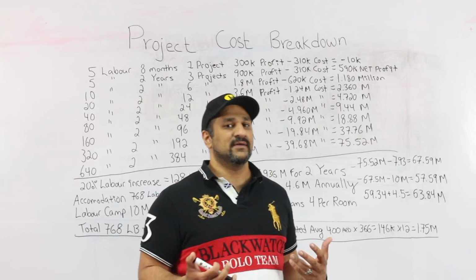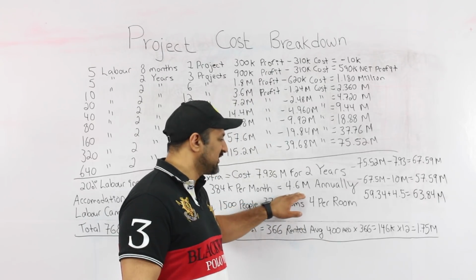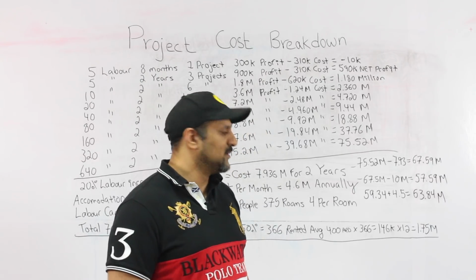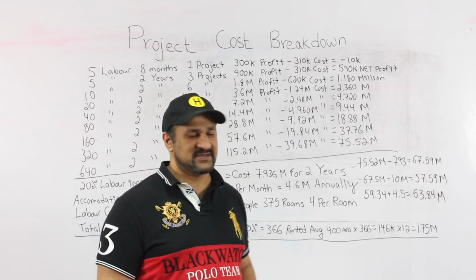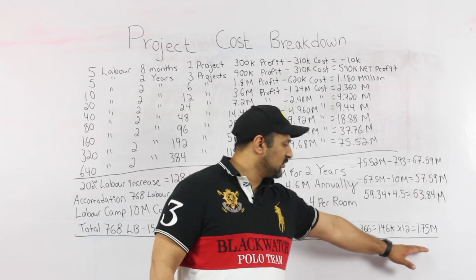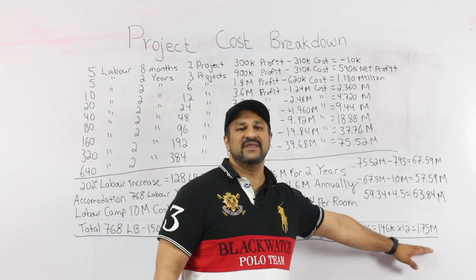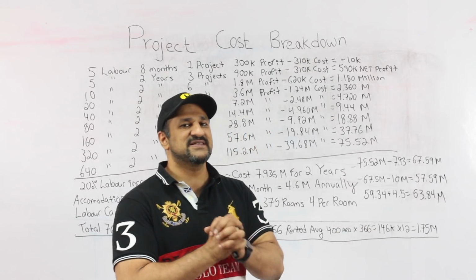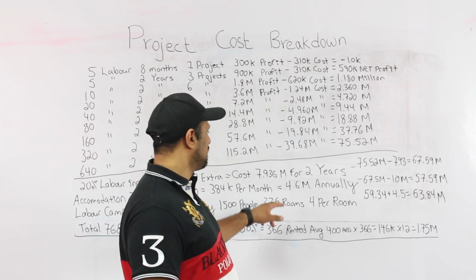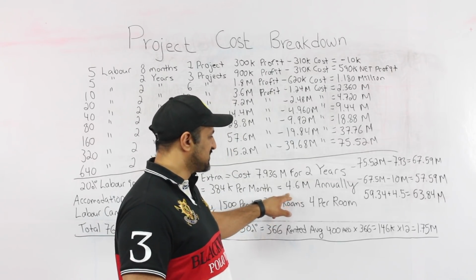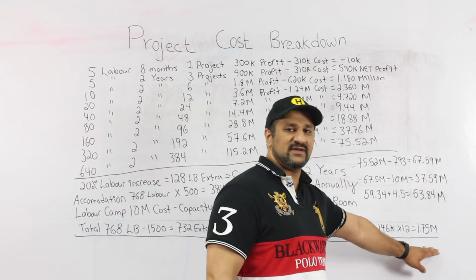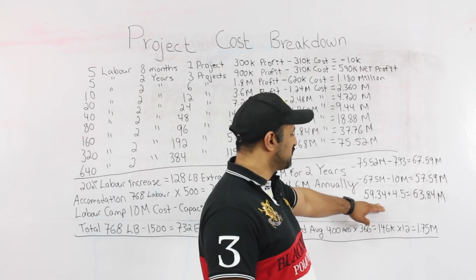So in our year one, we had to pay 4.6 million in cost for accommodation for our laborers. But in year two, something magical happens. We've invested 10 million now to set up our labor camp. But we're now earning a 1.75 million profit from the extra space inside that labor camp. And we're also saving, as a company, 4.6 million. So 57.59 plus 1.75 works out to 59.34 million.